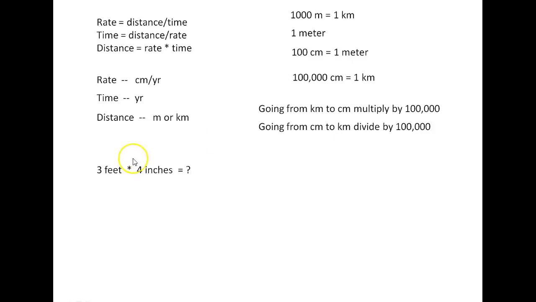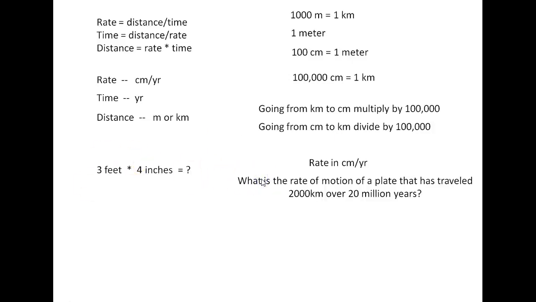So let's take a quick look at a problem. If I gave you this problem where I wanted you to calculate a rate, but the rate has to be in centimeters per year, and the values you're given are in kilometers, 2,000 kilometers, and years. Hopefully you'll see that the kilometers is not in the correct units. I need to convert to the correct units first. So I would recommend always converting to the proper units first, then do the math.